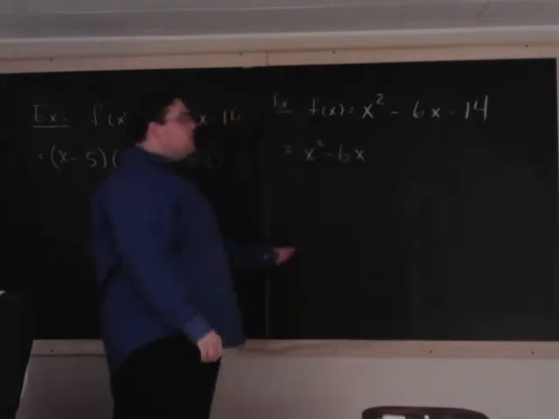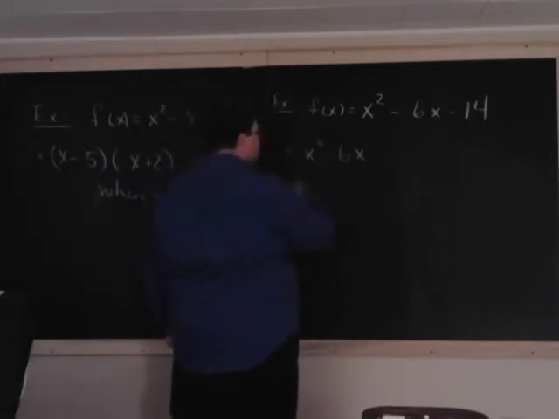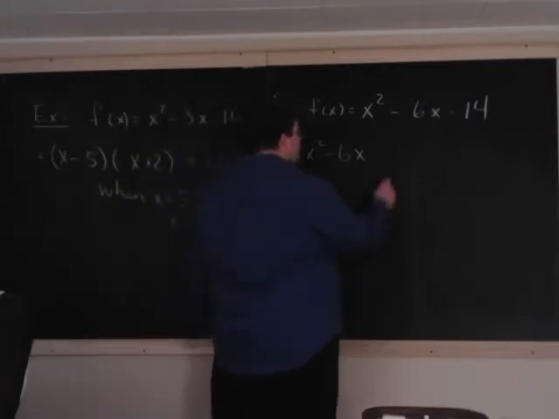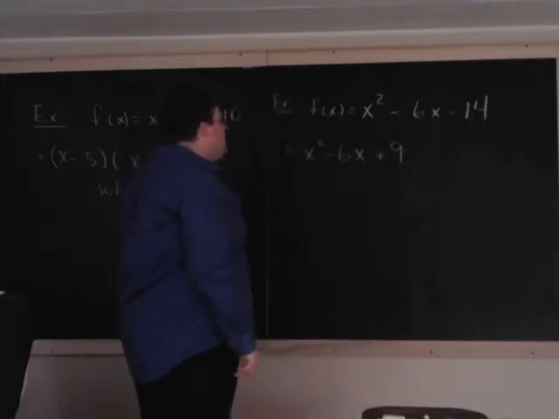Now remember what we do to complete the square. We look at this coefficient, which is negative 6. We take half of it and square it. Half of negative 6 is negative 3. Negative 3 squared is positive 9.